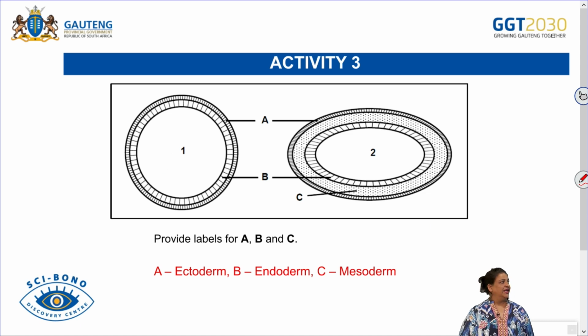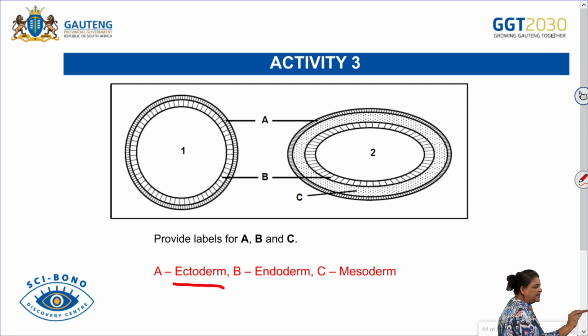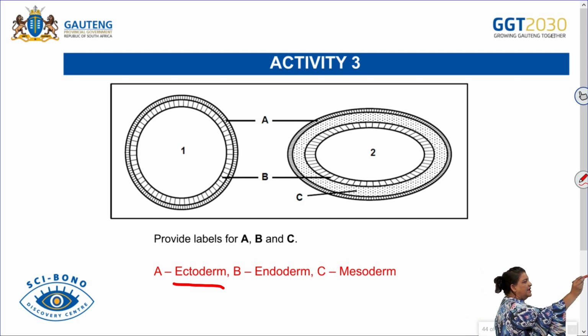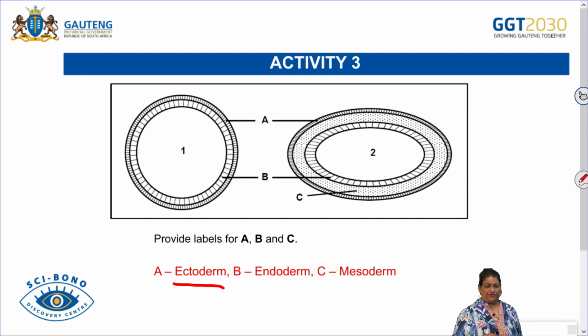All right. Now, activity 3, this is where most learners actually fail to identify the tissue layers and the organisms to which they belong. So let's identify the layers. Layer A is on the outside, so that will form what? Your ectoderm. Then you're going to find B. B is on the inside of the ectoderm, so that's going to be your endoderm. And then what's going to be C?